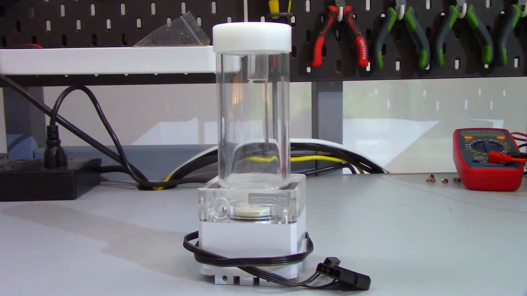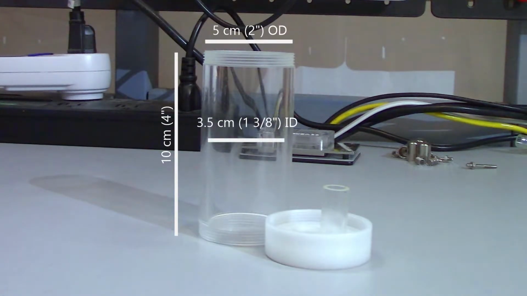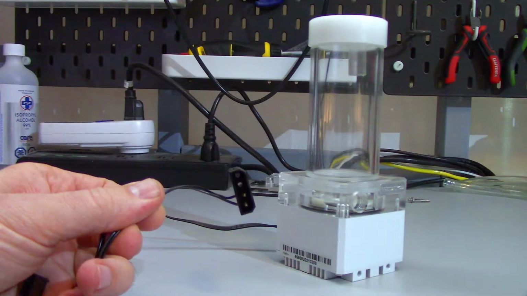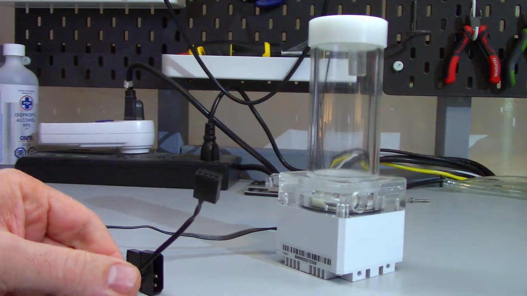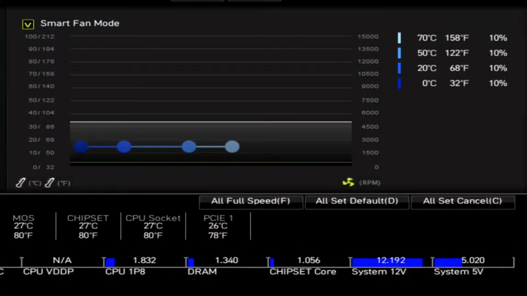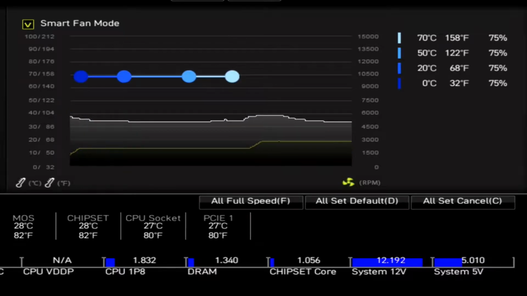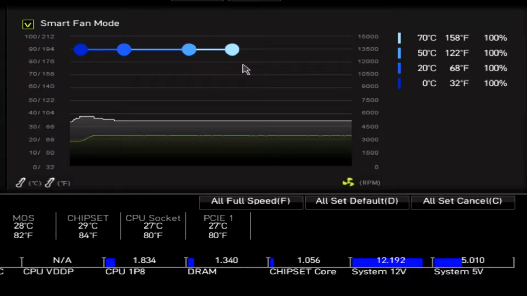Moving on to the FREEZEMOD pump and res combo. The res measures to be 10 centimeters tall, with a 5 centimeter outer diameter and a 3.5 centimeter inner diameter. The pump is powered by Molex, but there is a PWM fan connector lead, so it is possible to control the pump's RPM. At 10% PWM, the pump's RPM is around 455. At 50% PWM, the RPM is around 2,135. At 75% PWM, the pump's RPM is around 3,020. And at 100% PWM, the pump's RPM is around 3,720.